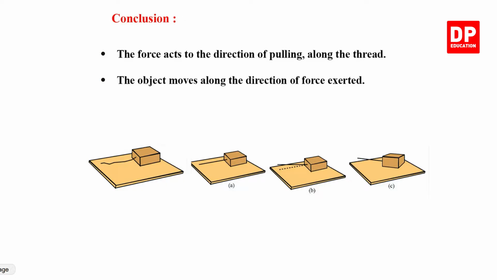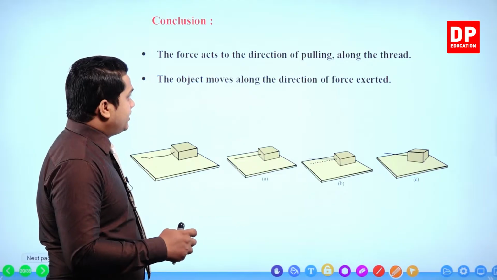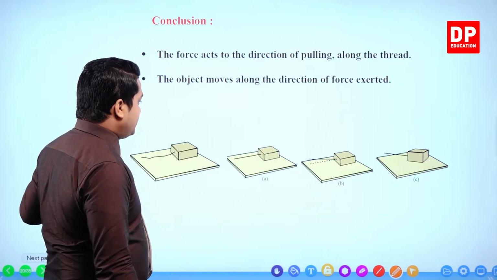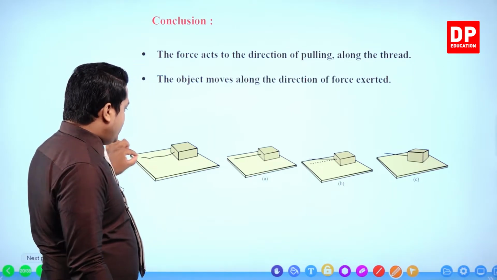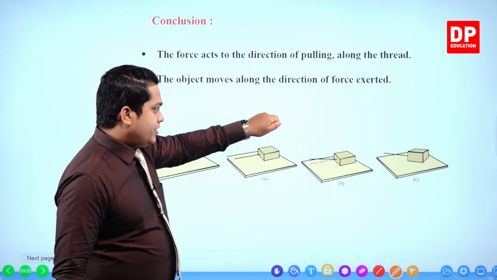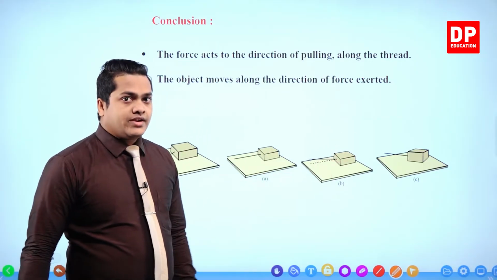So here we can come to a conclusion that force acts in the direction of pulling along the thread. The force is exerted in the direction of pulling along the thread. So when I pull like this, it's going to move like this. When I turn and pull like this, then it's going to go to that kind of location.